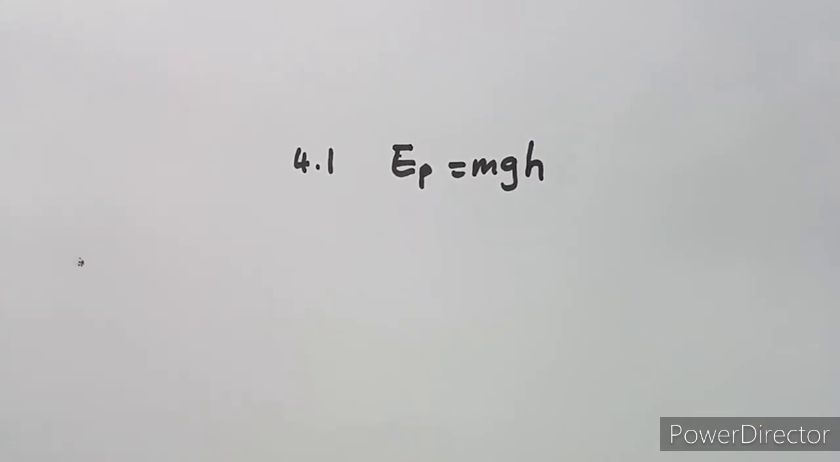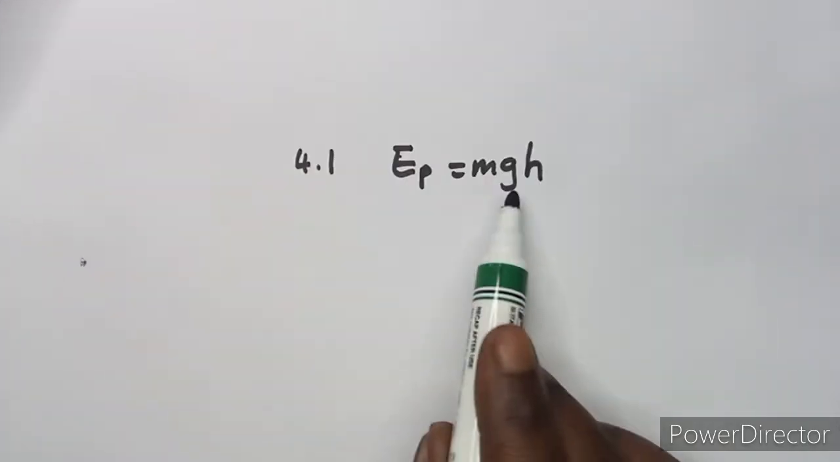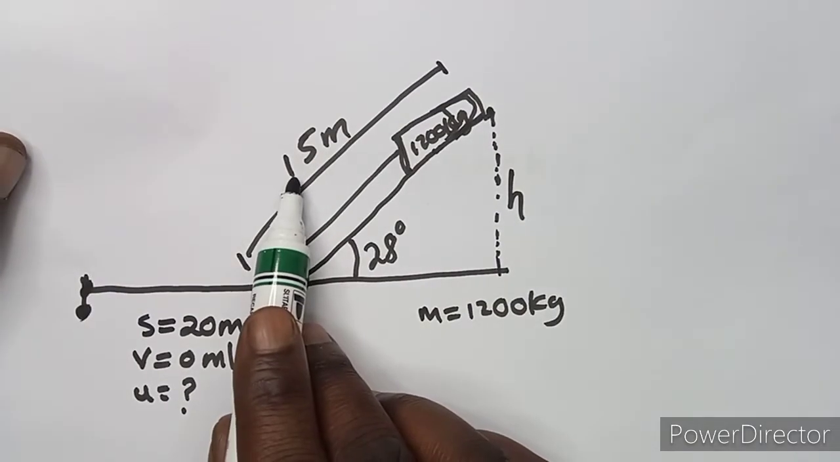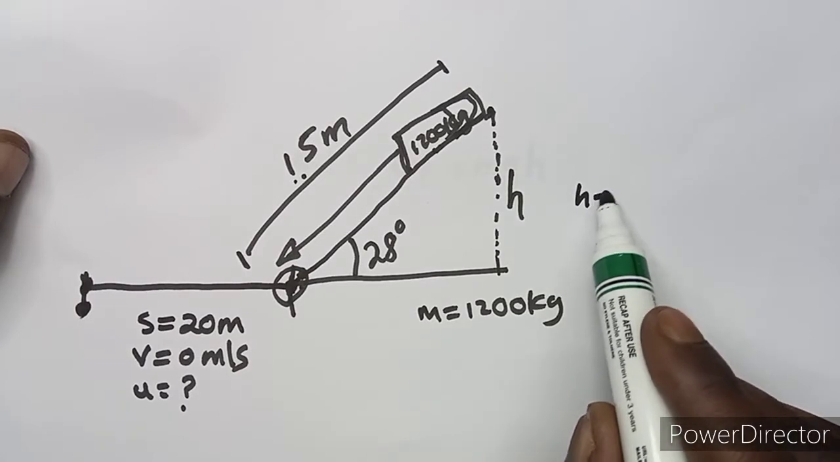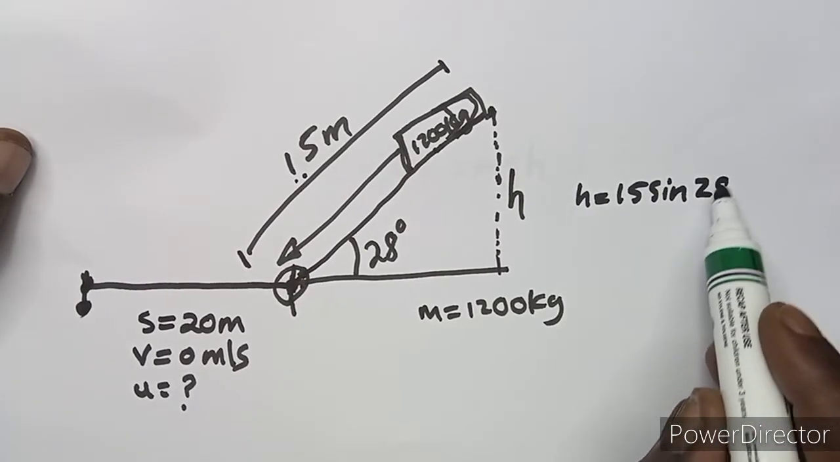Because I have got the mass, I've got the mass of 1,200. I've got the gravitational acceleration, but I do not have h. But I'm given this 15. So actually I'm going to find this h, which is equal to 15 sine theta, which is sine 28 degrees.